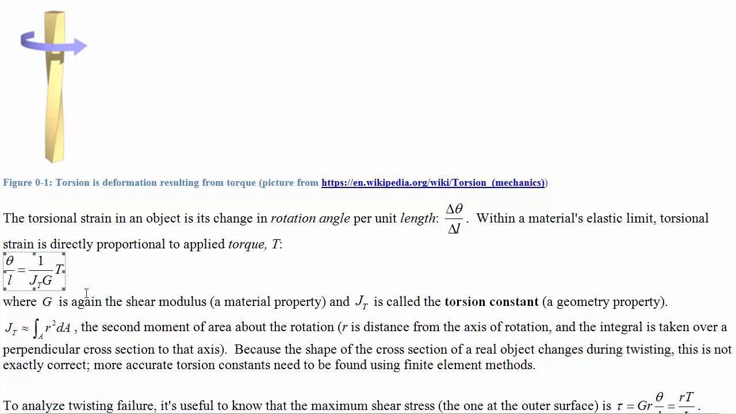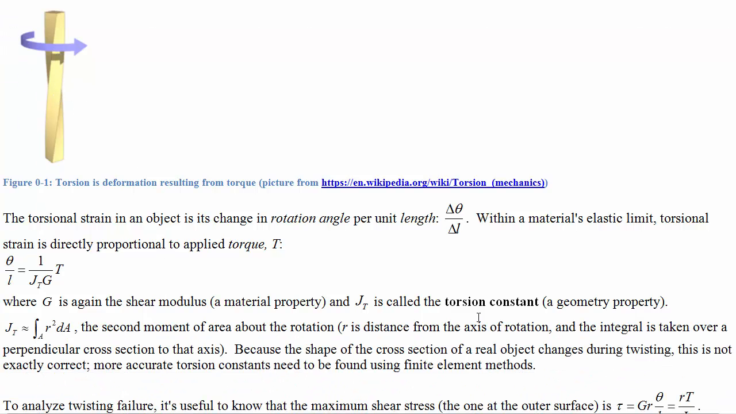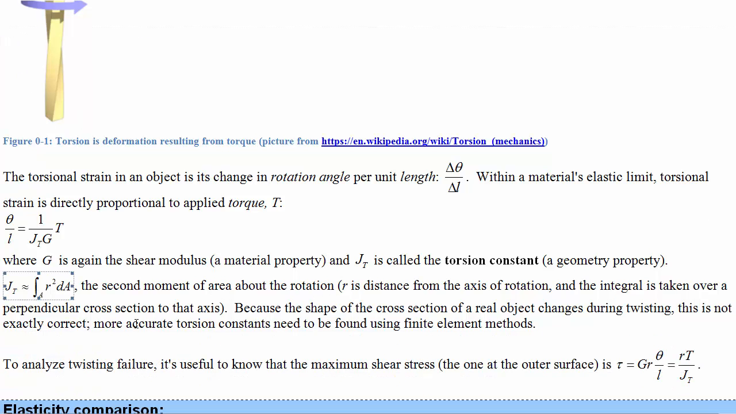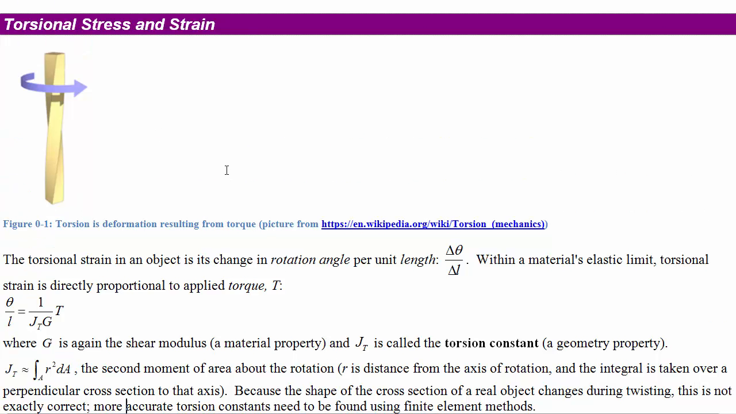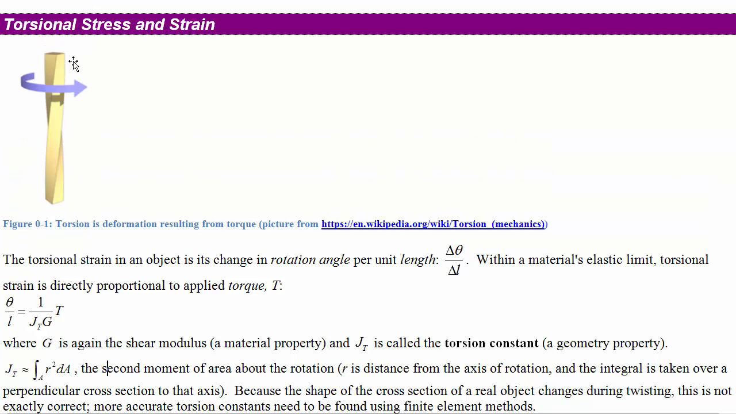If the cross-section is a circle, then this integral is pretty easy to evaluate. If the cross-section is a square, then it's a bit more complicated. We're going to say that it's approximately equal to the second moment of area. Really, it's a little bit different as soon as you start twisting the object and getting into big torsional strains, because then the cross-sectional shape changes. So if you want to get a really accurate result, then you're going to have to use finite element methods. For this course, we're not going to be concerned with doing that for the time being. All we're going to be doing is analyzing this analytically.